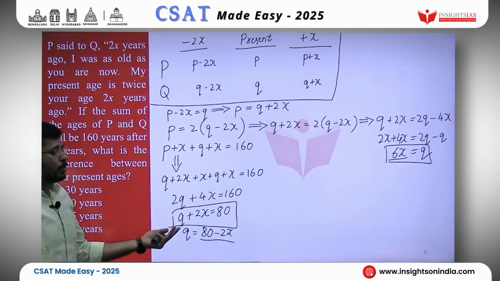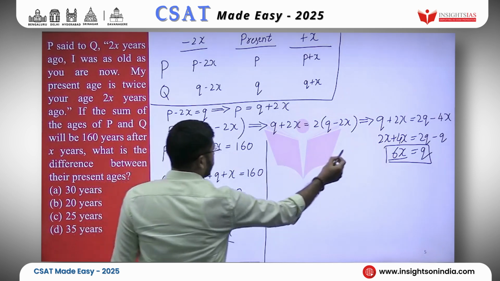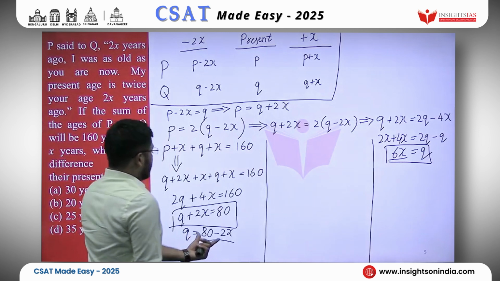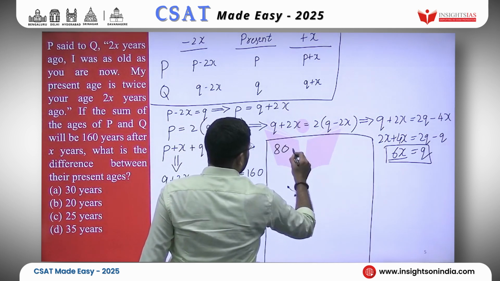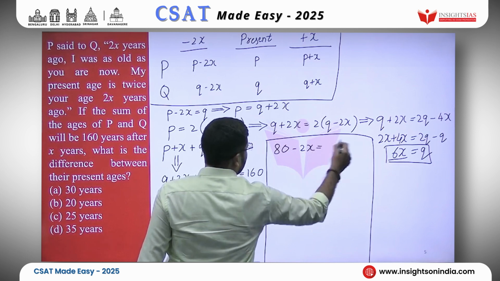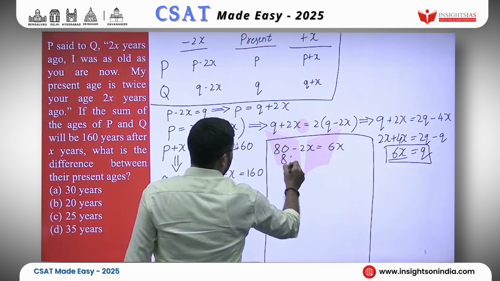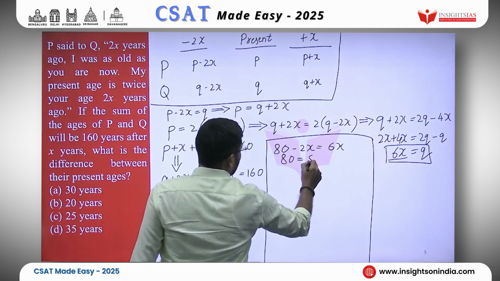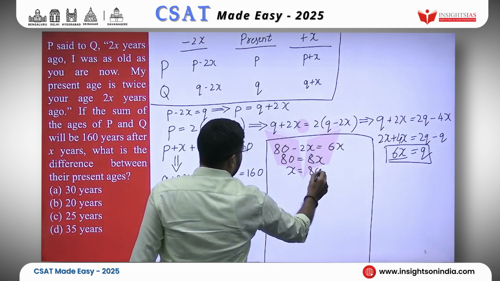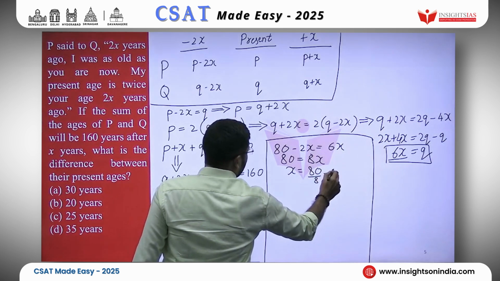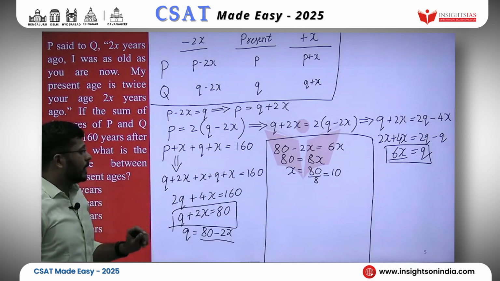We just lucked out and we shall do that. What shall we do? We shall equate 80 minus 2x with 6x. Okay. We shall send 2x that side. 80 is equal to 6x plus 2x, that would be 8x. So x would be 80 divided by 8, that would be 10. Okay, x's value would be 10.